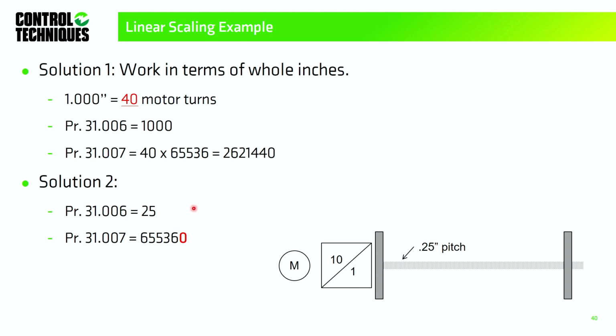Now, the maximum value that I can have for 3106 or 3107 is 2 to the 31st, which is a very large number. So you can have some pretty big numbers in these ratios. So that's a linear example with a ball screw.